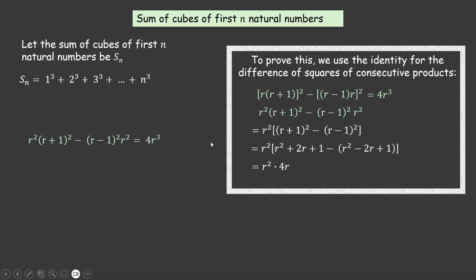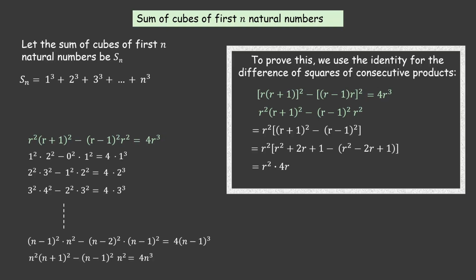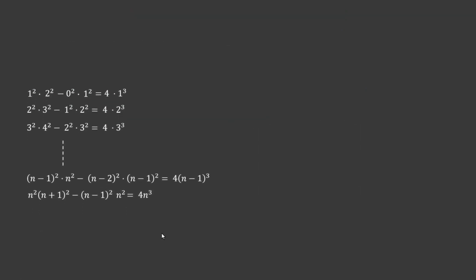Now let us put r equal to 1, 2, 3 and so on, and watch how the middle terms cancel out. If r is equal to 1, this is 1 square into 2 square minus 1 minus 1 is 0, 0 square into 1 square. That's equal to 4 into 1 cube. Now let's put r equal to 2, then r equal to 3 and so on, when r is equal to n minus 1, and lastly when r is equal to n. Now let us add the left hand side and the right hand side.